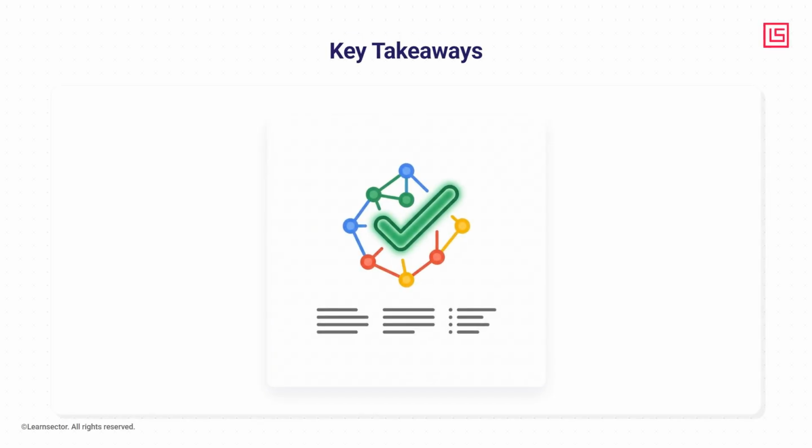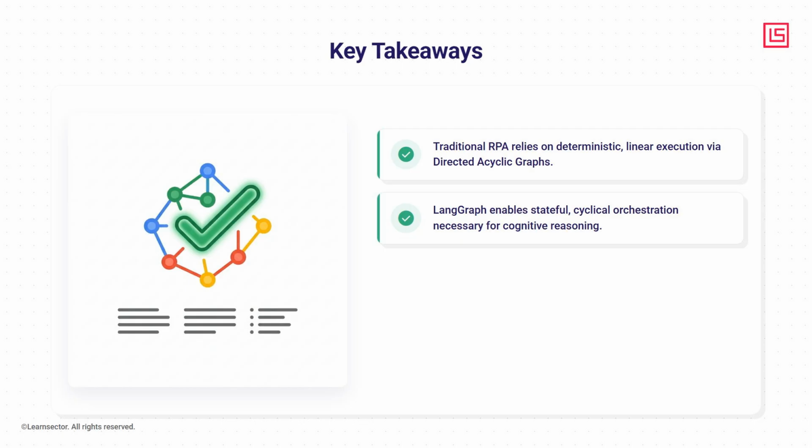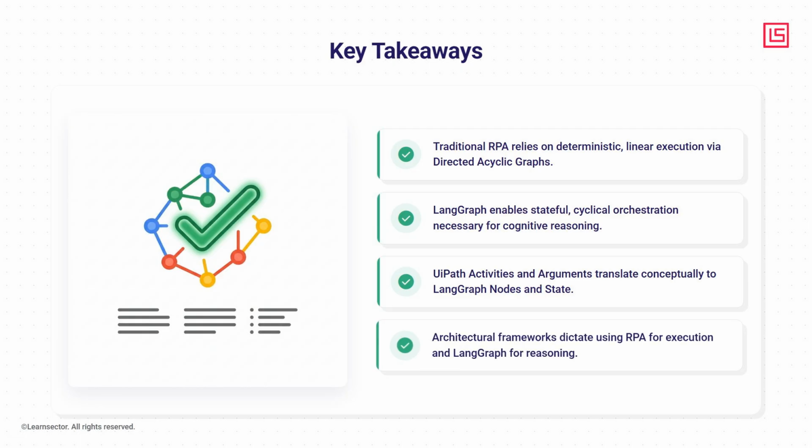As we wrap up our foundational overview, let us consolidate the crucial concepts covered. Traditional robotic process automation relies heavily on deterministic, linear execution driven by directed acyclic graphs. LangGraph breaks these limitations by enabling the stateful, cyclical orchestration necessary for cognitive reasoning. We bridge the conceptual gap by mapping activities and arguments directly to LangGraph nodes and state management. Finally, architectural frameworks dictate deploying traditional tools for strict mechanical execution, and LangGraph for dynamic reasoning.